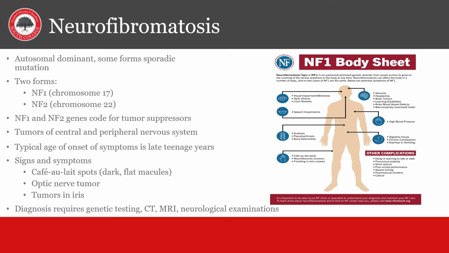Neurofibromatosis is an autosomal dominant and comes in two forms. These patients have numerous tumors all over their body, causing disruptions of body systems and functions. A patient with this disease will have cafe au lait spots, which are dark and flat macules, optic nerve tumors, which can cause visual problems, and tumors in the iris of the eye may also be present.